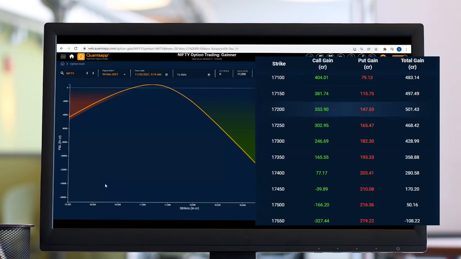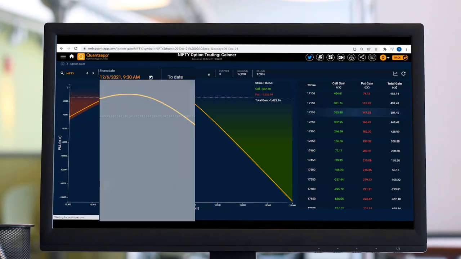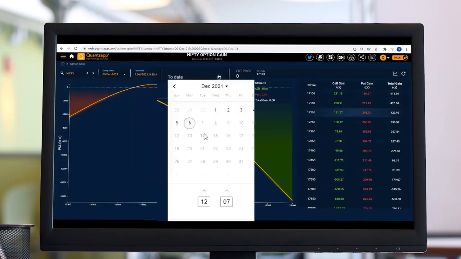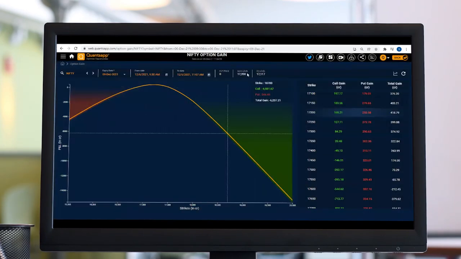Now let's take an example of how we are going to go about it. Let's say I want to see the shift of the gain level today from 9:30 onwards, to 11 a.m. onwards. If we see, there is no shift happening in the gain level, right? Now let me explain how we should gauge the shifts which are happening in the gain level.